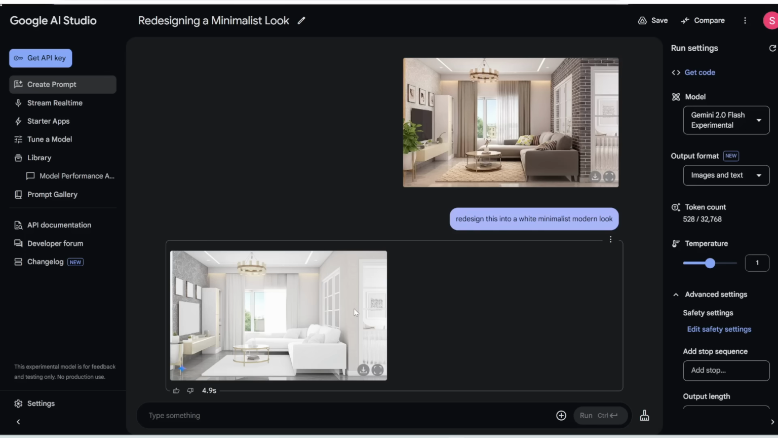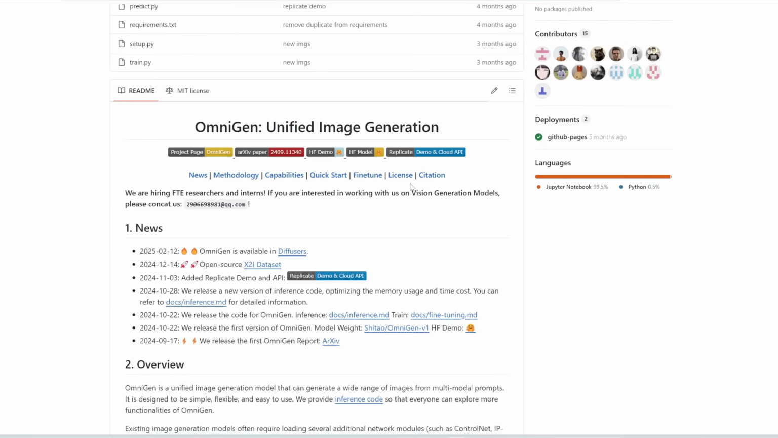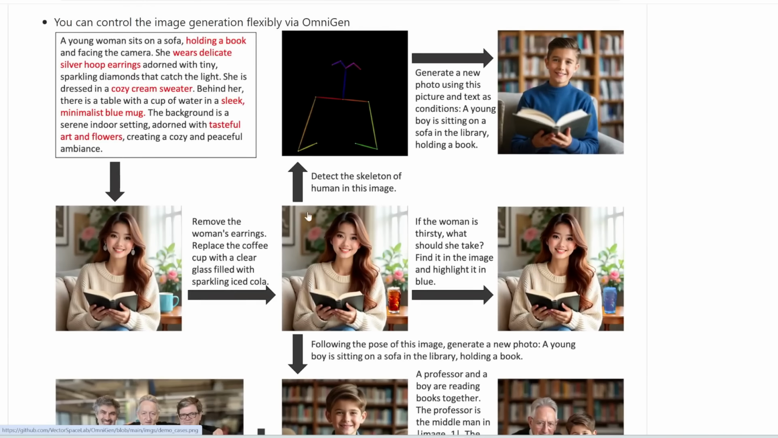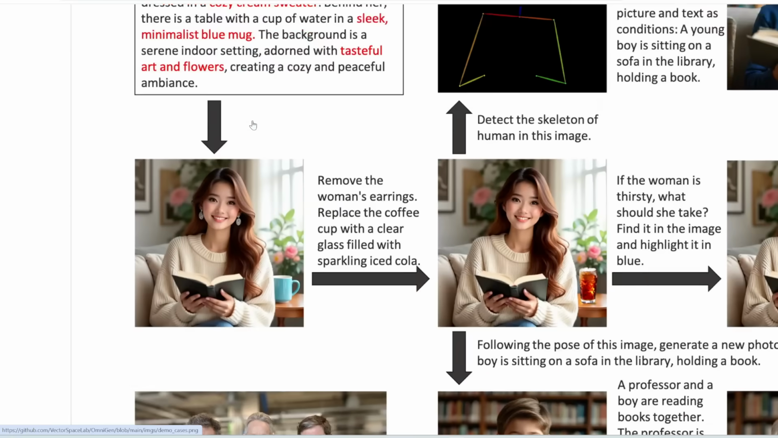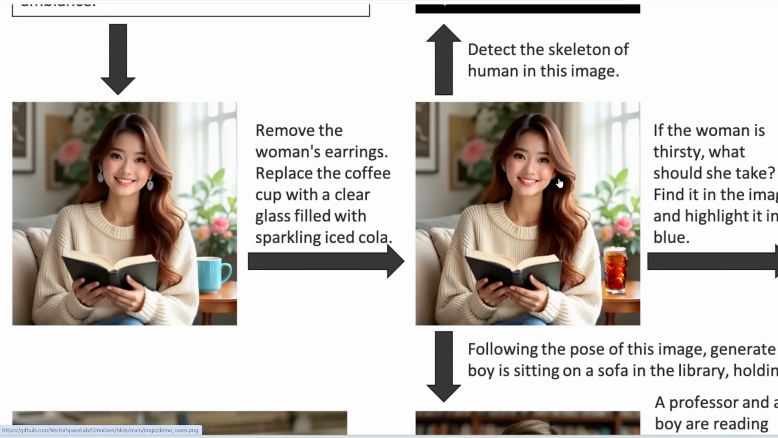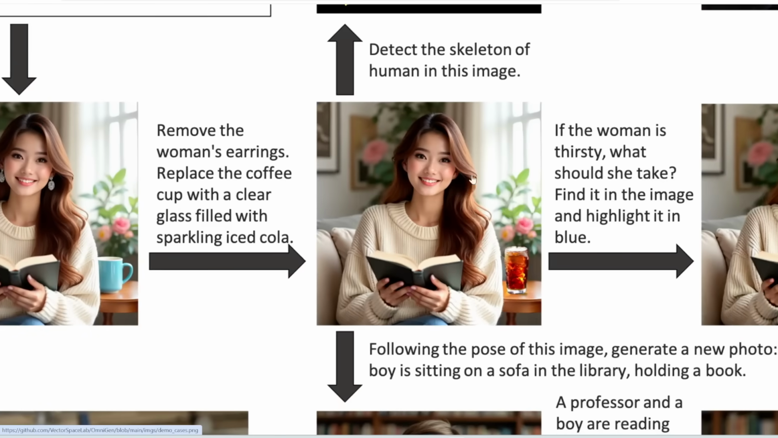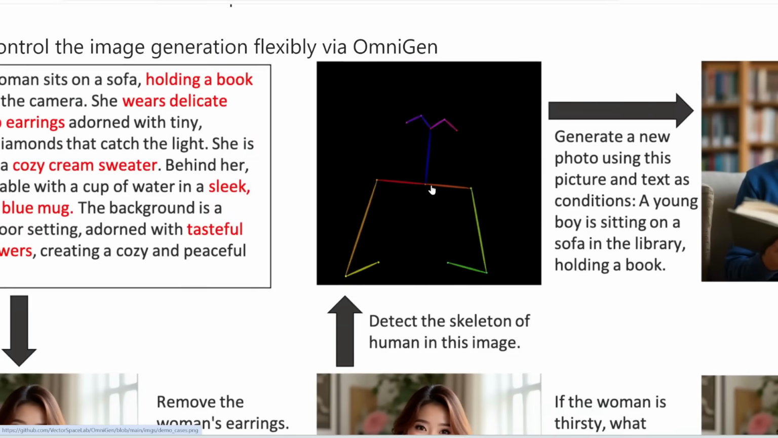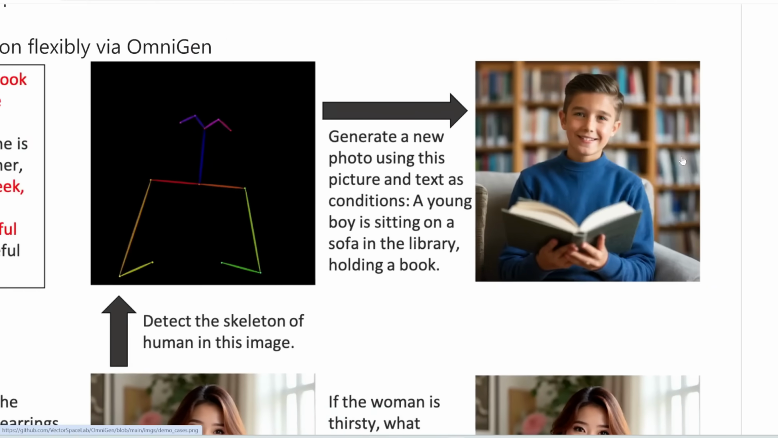But note that this isn't the first or only one out there. So in the past few months, I've introduced a few other free and open source tools that can pretty much do the same thing. So for example, one of them is called OmniGen, and this is a super versatile tool. So for example, you can get it to first of all generate this woman sitting and holding a book, and then you can prompt it to remove her earrings and replace the cup of coffee with a glass of cola. And indeed, it replaces her earrings and replaces the coffee with cola. And you can also just prompt the AI to extract the pose of this woman and then transfer the pose to a new generation of a boy.